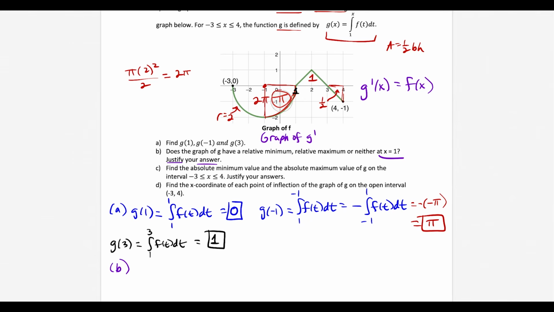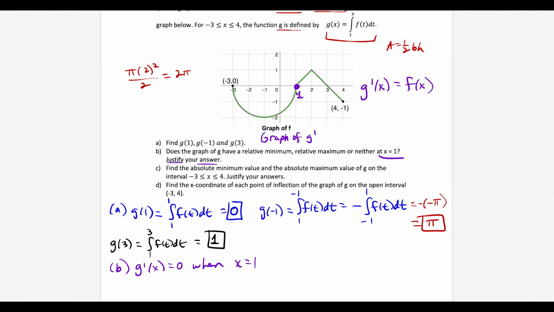This is going to come in handy when we answer the rest of this question. Now I'm just going to clear out some of what we had before. For a question like this, I would state when g prime of x is equal to 0. g prime of x is equal to 0 when x is equal to 1, because we found g prime of x is equal to f of x, and we can clearly see here that the graph is equal to 0 at x equals 1.